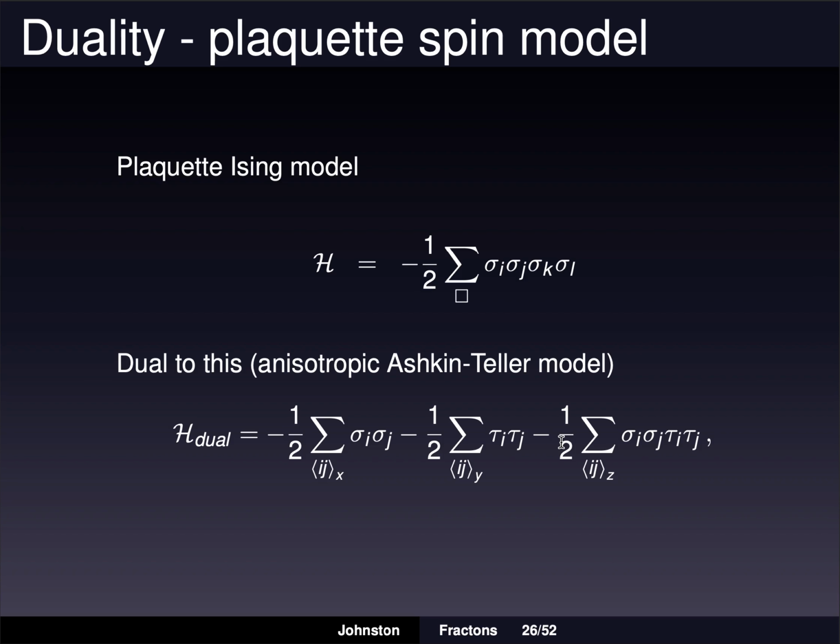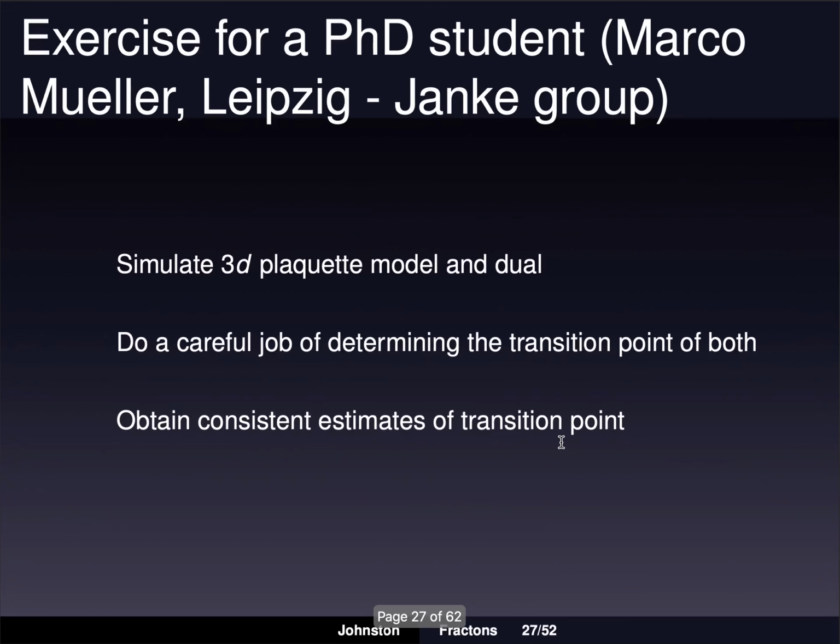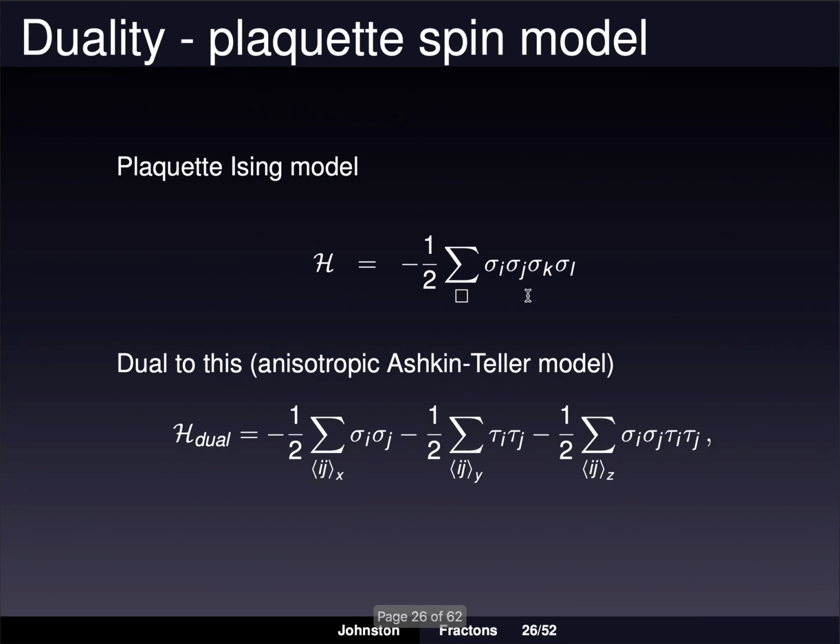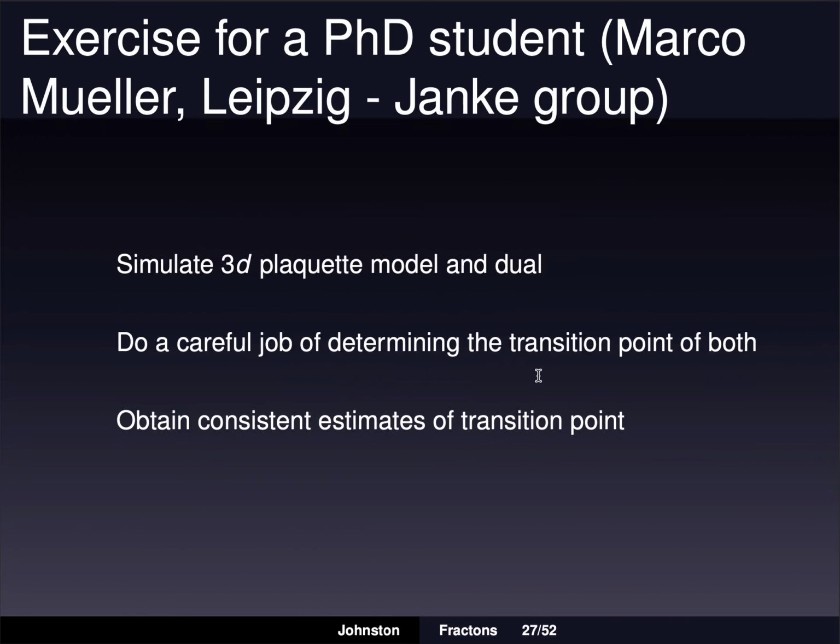Now the stage is set for the morality tale. Here's an excellent exercise for a starting PhD student. Simulate the 3D Plaquette Ising model, this thing back here, the Plaquette action, and its dual. Do a careful job of determining the transition point of both of them, and obtain consistent estimates of this transition point.